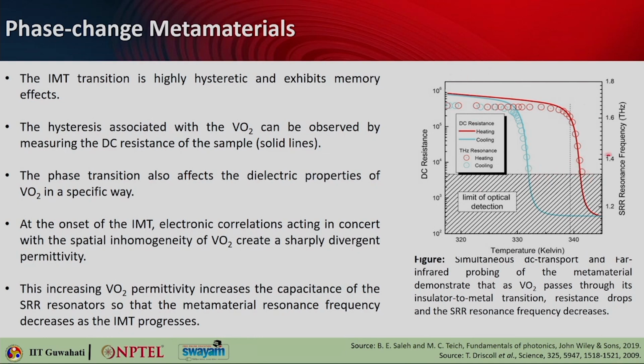But here what you can see is that when the resistance significantly drops, there will be a change in the VO2 permittivity. When VO2 permittivity increases, this increases the capacitance, and when the capacitance increases, the resonance frequency will decrease. So, this is the reason why you are seeing the drop in the resonance frequency. This is the frequency scale, the resonance frequency drops when this transition progresses.